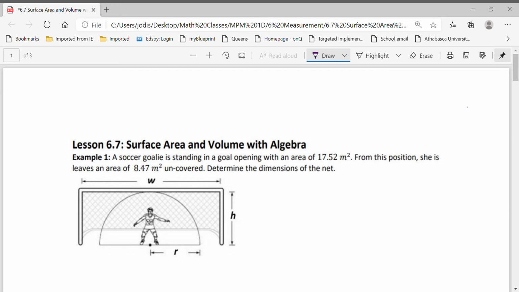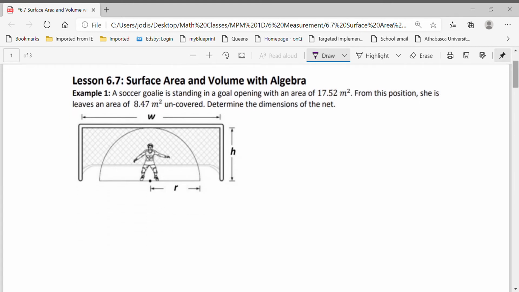Hi everyone, and welcome to lesson 6.7, the last lesson in this chapter 6 unit. So we're talking about surface area and volume with algebra today. So no new formulas, just learning about manipulating equations and how to figure out stuff if we don't actually have all of the numbers. So we're just going to jump into some examples here, and then we'll be done this unit.